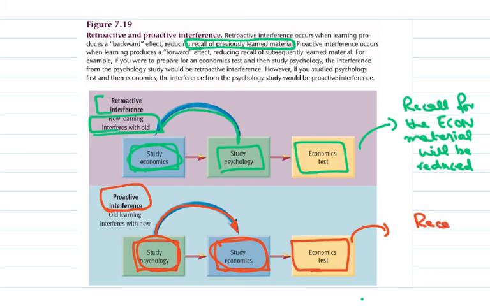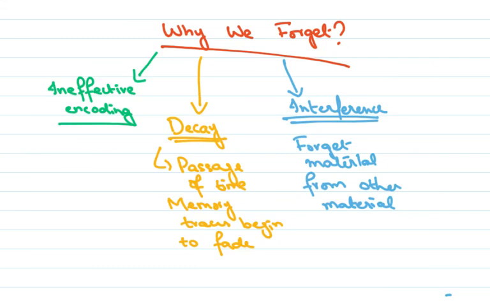Again, here recall for the econ material is reduced because of whatever you had learned earlier. One of the things that we see is that in interference, there is competition from other material. How similar the material is to whatever we are learning afterwards, or what we had learned previously, also plays a part in how much interference happens.